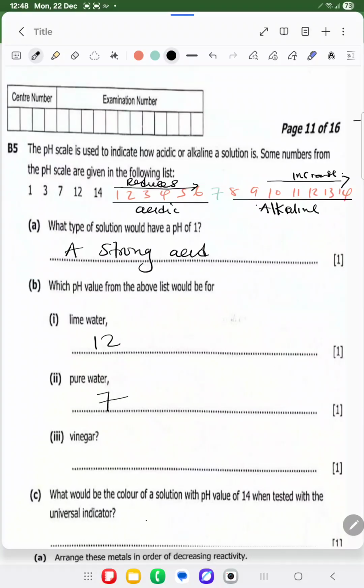Then which one will represent vinegar? Vinegar is an acid, and since we only have two numbers representing acids, which are 1 and 3, we are going to pick 3 because we cannot pick 1. If you pick 1, it means we are saying that vinegar is a very strong acid, and vinegar comes from fruits, so you cannot have an acid coming from fruits being a very strong acid. So we are going to pick 3 as our number representing vinegar, which is an acid. That is how you answer such a question.